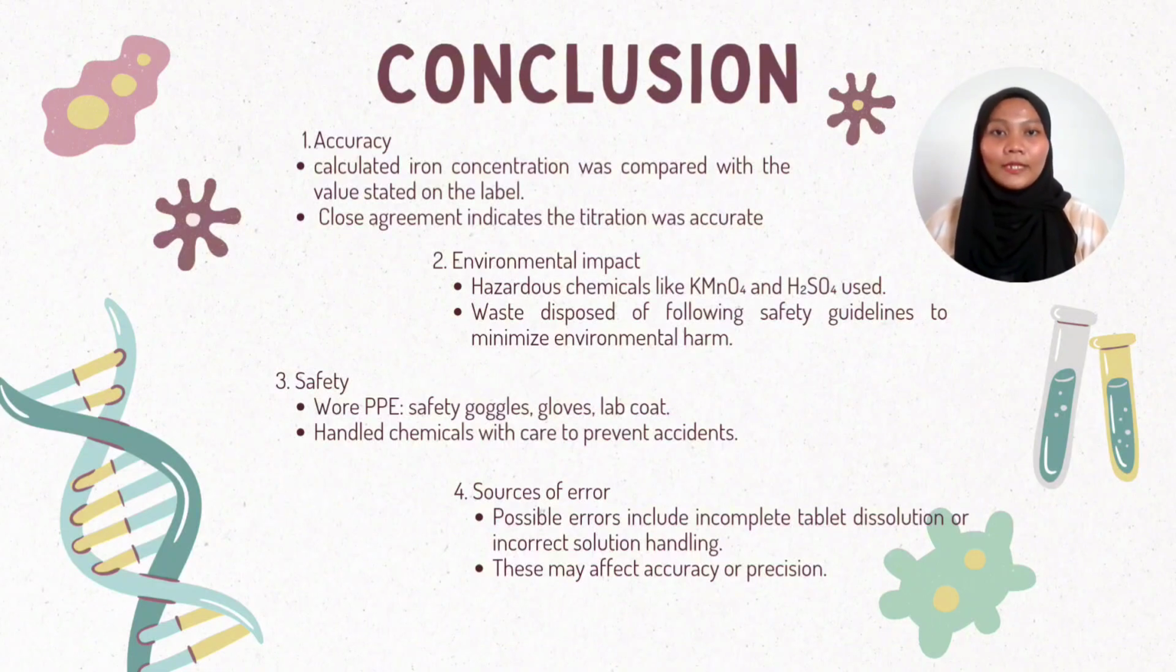Secondly is environmental impact. We use chemicals like potassium permanganate and sulfuric acid, which can be harmful, so we made sure to throw them away safely to protect the environment. Thirdly is safety. We wore safety goggles, gloves, and lab coats. We were careful when handling the chemicals to avoid accident.